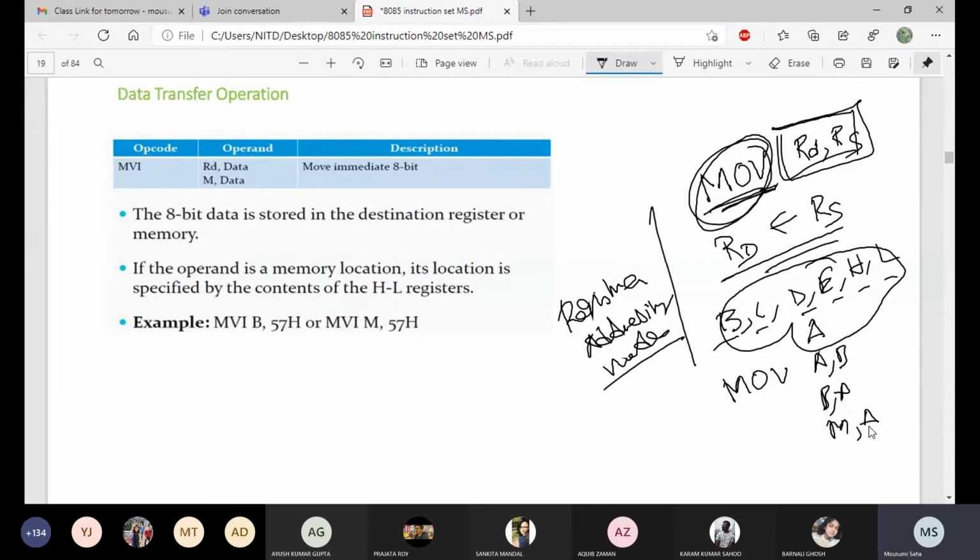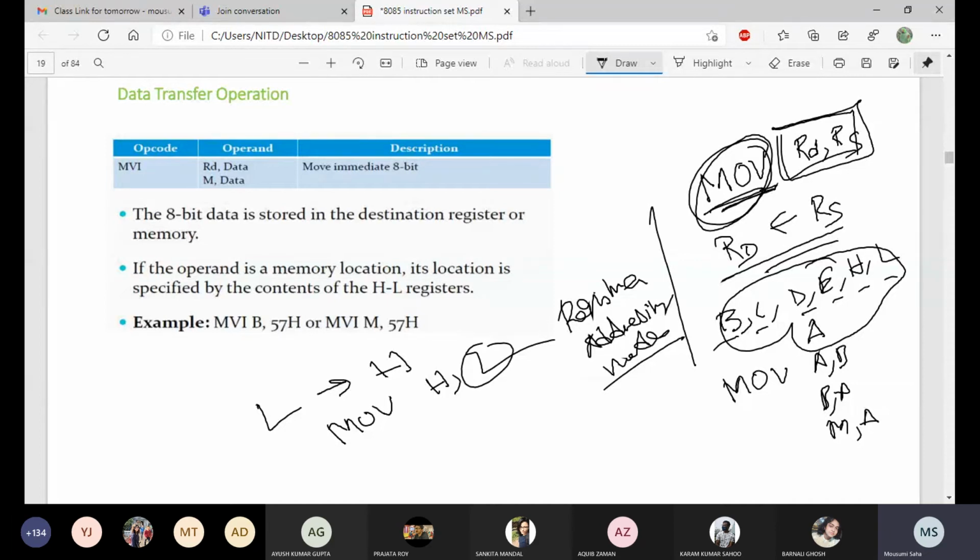Now it is a transfer of data from one register to another register. Suppose I want to transfer the data from the L register to the H register. At that moment we have to write MOV H, L. It depends on that. 8086 may be different, but for 8085 you first write the destination, then you write the source.